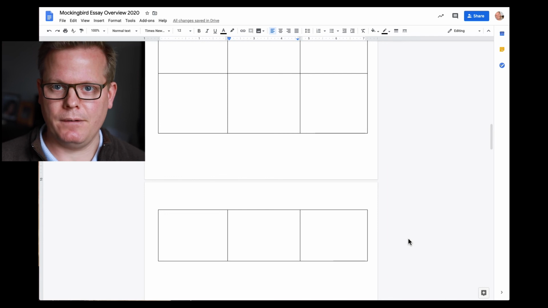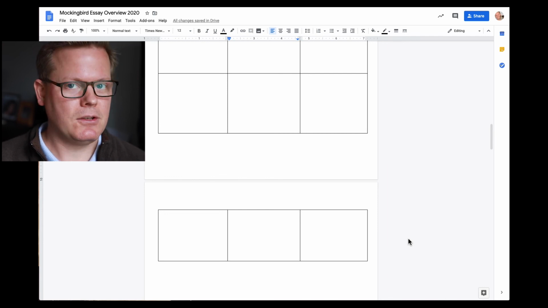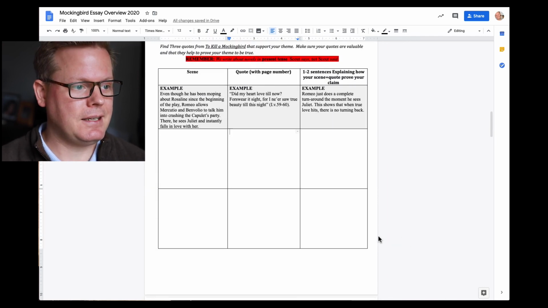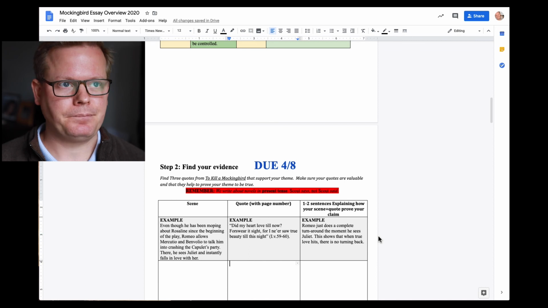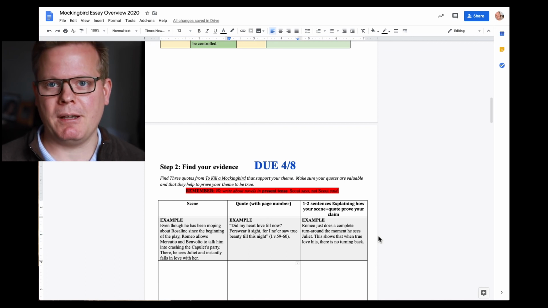Either one works fine. Okay, so you guys have until April 8th to get this part done. This is by far the heaviest lifting. It's the part where you have to dig through the book and really come up with your evidence. Once you've done this, you've got all the hard stuff done, and it's just putting it all together. But this is the last part of finding the blocks.